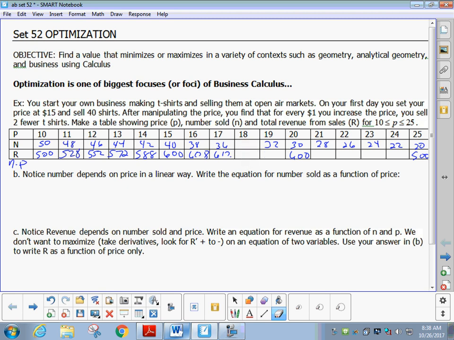This is 612, you say? Oh, you're right. Sorry, I copied it down wrong. She had the right answer. And then 608. Sorry, I looked at the wrong row or column. Okay. Yours is right, Michaela. Sorry, I just looked at the wrong place. 572.